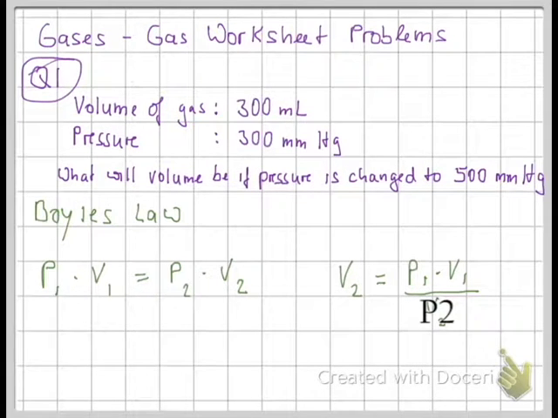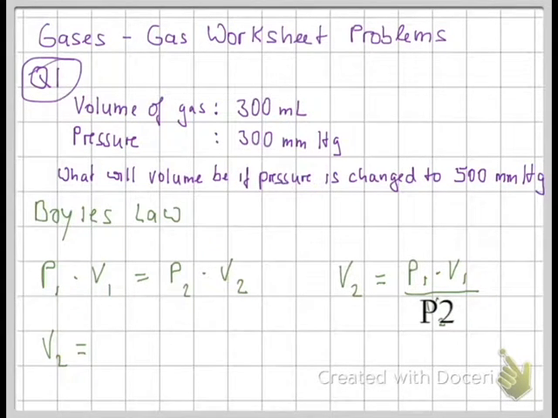Plug in your values. V2 equals, and make sure that when you read these questions that the units match. You don't want to have milliliters for one unit and liters for the other, and for pressure, millimeters of mercury and torr. Can't mix those. They have to be able to cancel each other. So if they are given in different units, you have to do unit conversion before you can solve the equation and get the answer.